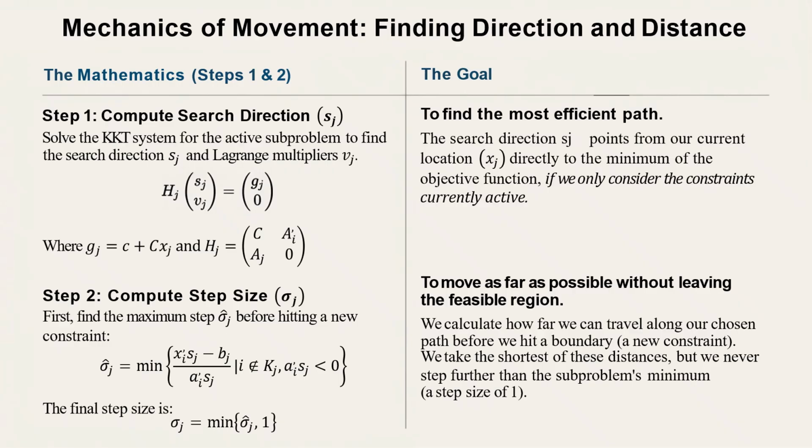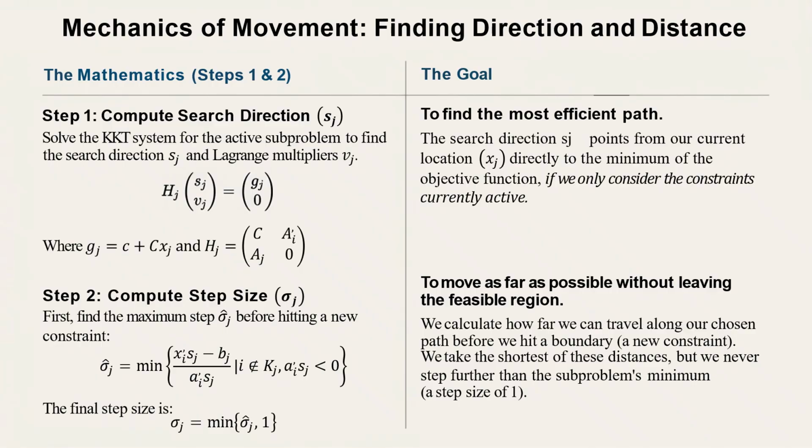To achieve this, we solve a matrix system known as the KKT system. As shown in the formula, the matrix Hj is constructed by augmenting the Hessian matrix C with the coefficients of the active constraints, Aj. The output of this system provides two critical components: the search direction vector, Sj, which points directly toward the minimum of the objective function, assuming only the currently active constraints are considered. The vector Vj, containing the Lagrange multipliers, which are essential for deciding whether to drop constraints in later stages.